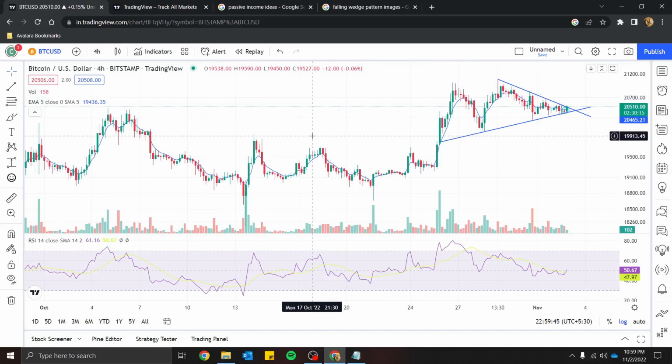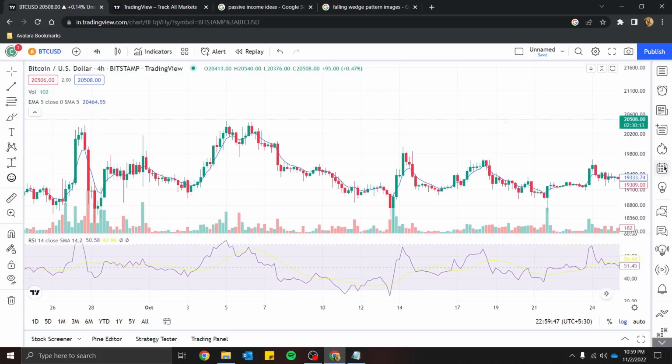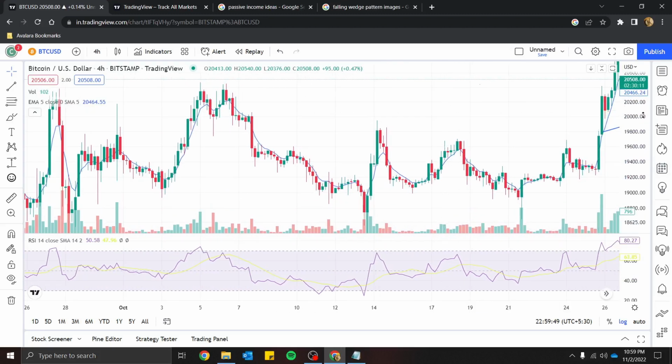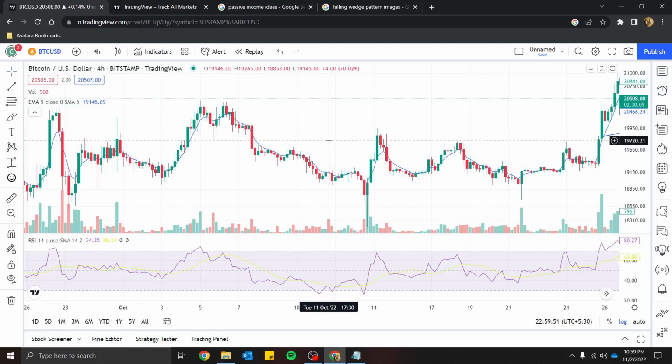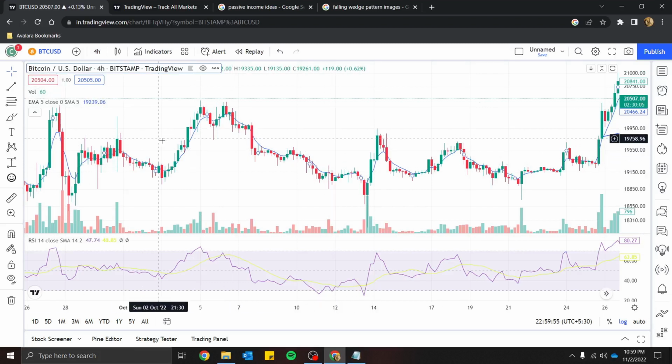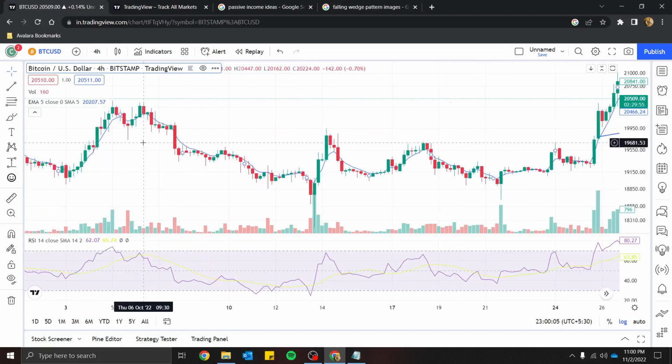Now let's move to the 5 EMA strategy. For the 5 EMA strategy, I just plotted the 5 EMA indicator, the exponential moving average. What the 5 EMA strategy tells us is to identify those candles that are not at all touching the 5 EMA line, like this candle. So this candle is not at all touching the 5 EMA.